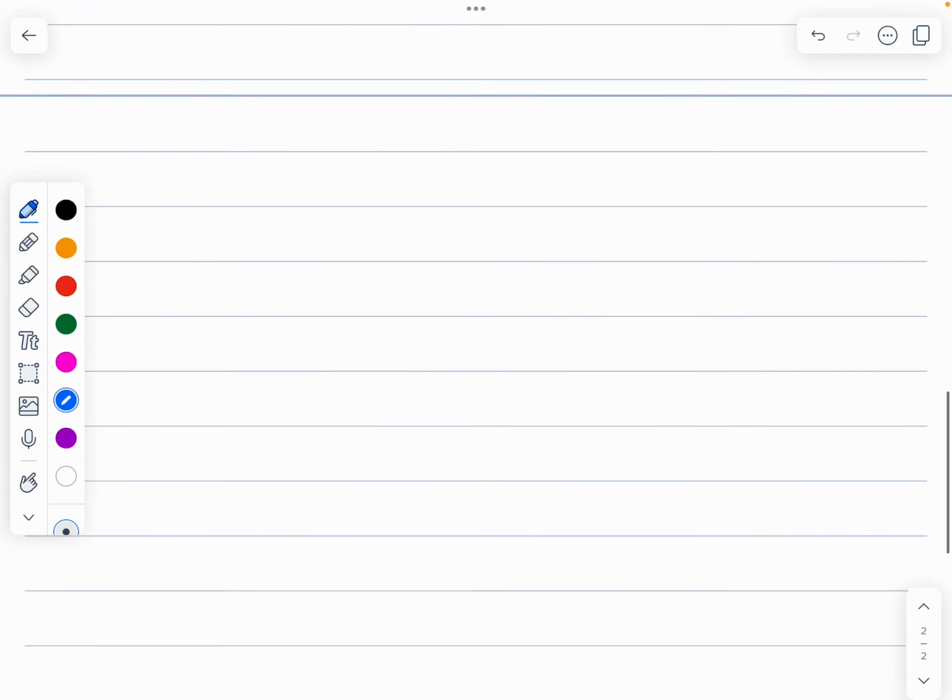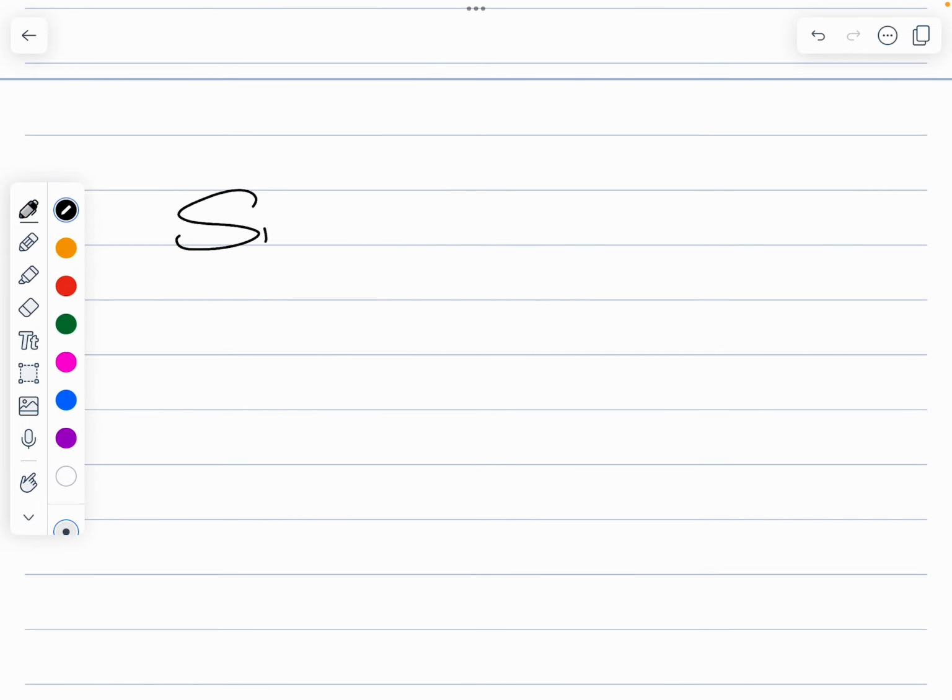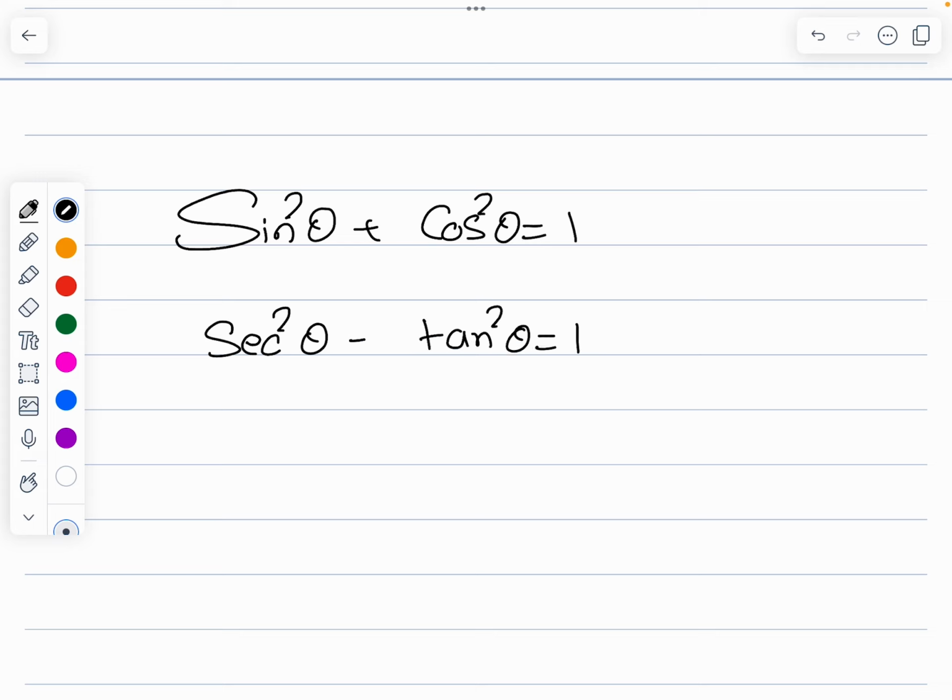Remember, what are those three identities? The first identity is sin square theta plus cos square theta equals 1. Then you can consider secant square theta minus tan square theta equals 1, and cosecant square theta minus cotangent square theta equals 1.